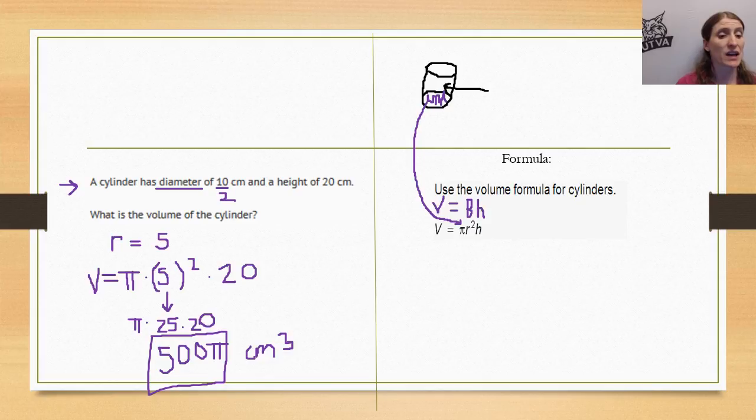Okay, the other way I told you to express this was using 3.14. So over here I'm going to go ahead and do 3.14 times 5 squared times 20.